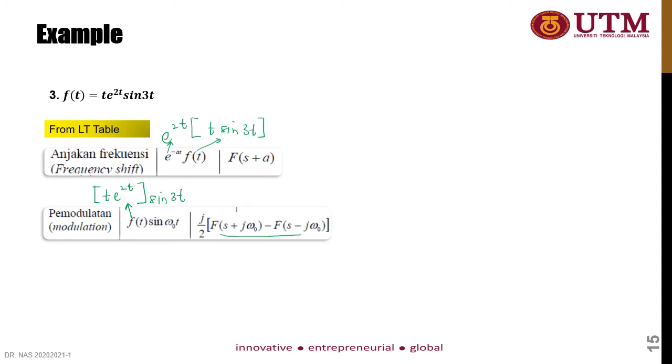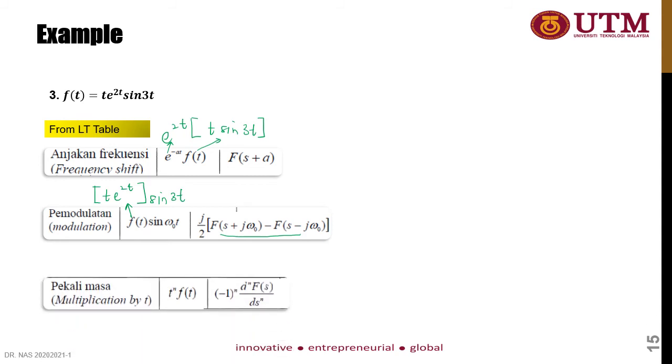And you may find another function, t to the power of n f(t). If you compare to the given equation, it is t to the power of 1, so your f(t) equal to e to the t sine 3t. This is your f(t), and this is the S domain function if you are using this method. So you have 3 methods basically.